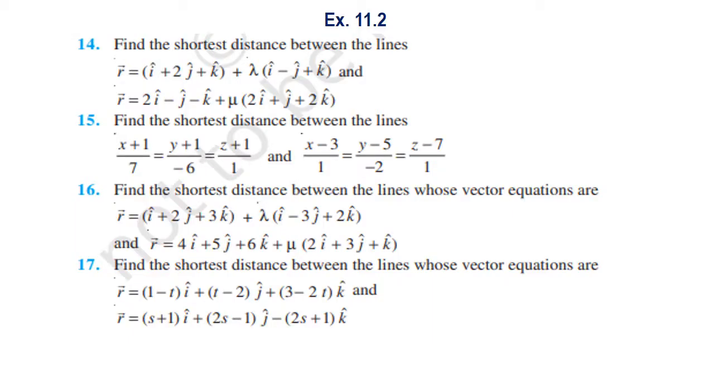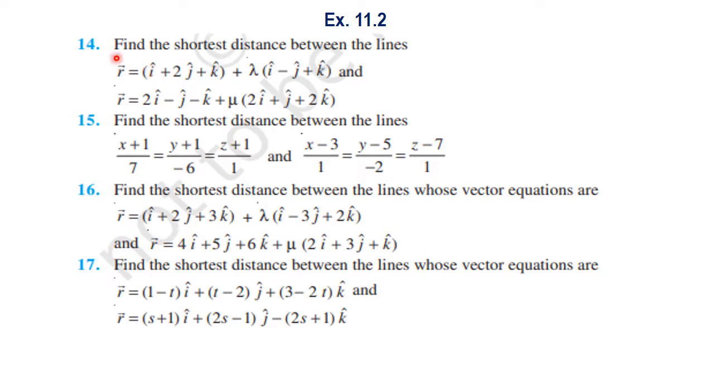Hello everyone. We are in exercise 11.2 from the chapter 3-dimensional geometry. And till our previous class we have done up to question number 13 from this exercise. And there are 4 leftover questions, that is 14, 15, 16 and 17. And in all 4 questions, we need to find the shortest distance between the two lines.